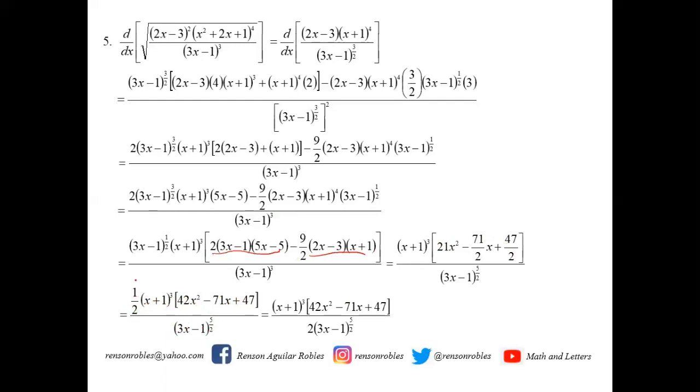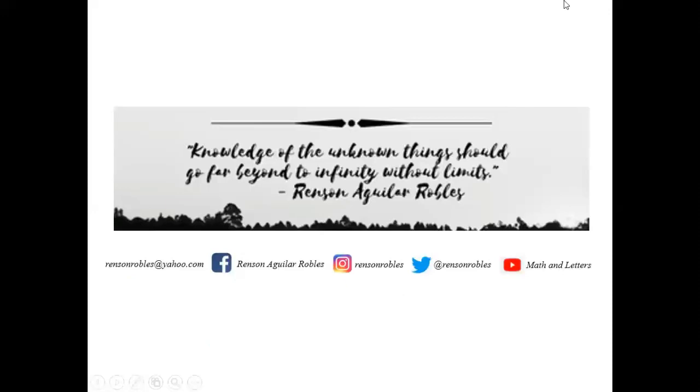And then again, to avoid this 1/2, I can write it in the form 1 all over 2, and then you copy everything. And finally, the derivative of the function is equal to (x plus 1) to the third power times the quantity (42x squared minus 71x plus 47) all over 2 times the quantity (3x minus 1) raised to 5/2. And let's see. Okay, and that's it for now.